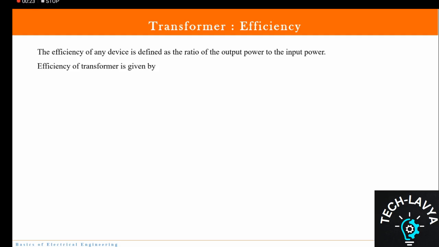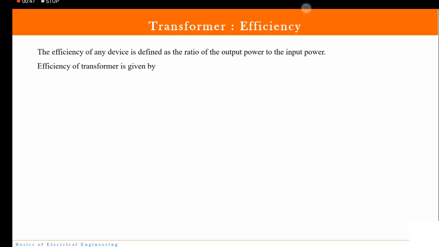Now, even if you don't consider transformer, what is the meaning of efficiency? What does this word convey? Basically efficiency is that you are supplying X amount of input to a device and how much of this input is getting converted into output. That is the efficiency. Fine.